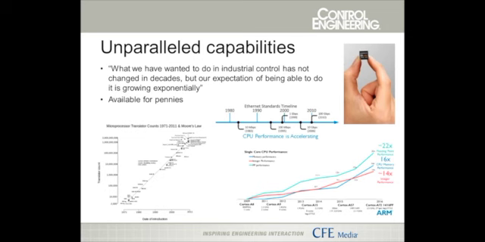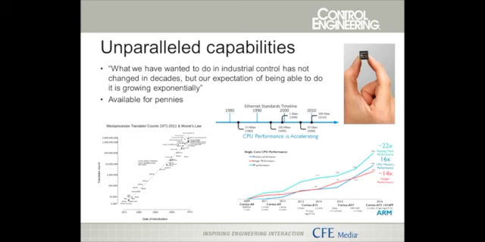We're seeing it in memory capability. We are seeing it in transistor count on microprocessors. We're seeing it in bandwidth capability. There's a quote that I have, I'm paraphrasing this, from Charlie Cutler, one of those legends of industrial automation and the inventor of dynamic matrix control, and he had said, what we wanted to do in industrial control has not changed in decades, but our expectation of being able to do it has grown exponentially.